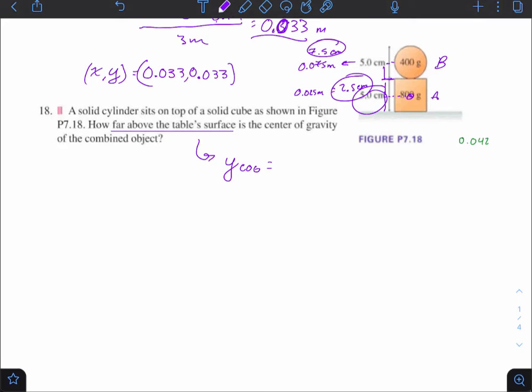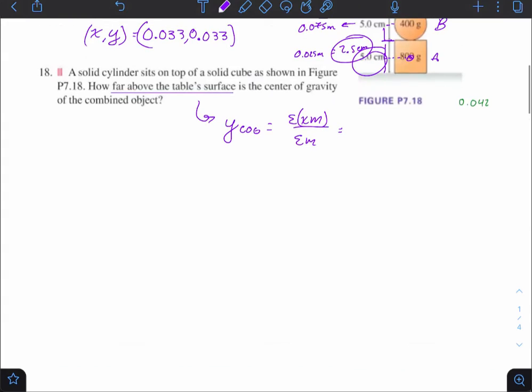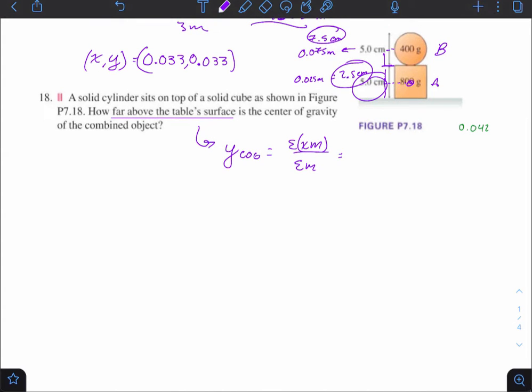Position times mass, or the sum of position-mass products divided by the total mass. And I worked through that in question number 16 if you want me to show you what I mean by that. But 2.5 times 800 grams. Ooh, so our units are going to be wonky.